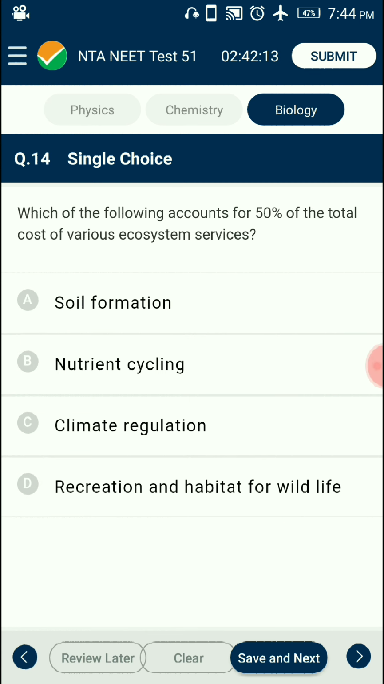Question number 14. Which of the following accounts for 50% of all total cost of various ecosystem services? As per ecological economist Robert Costanza, soil formation accounts for about 50%, and contributions of other services like recreation and nutrient cycling are less than 10% each of the total cost of various ecosystem services. Climate regulation and habitat for wildlife each cost approximately 6%. So the answer is option A, soil formation.